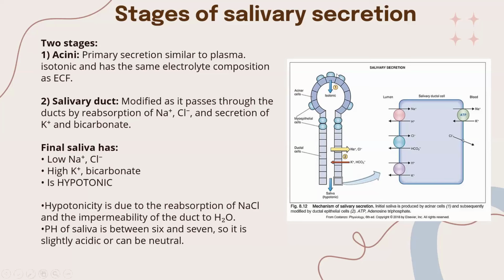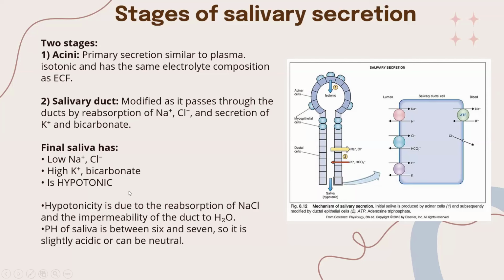As you can see here, these are the acinar cells. When the plasma of the blood crosses the acinar cells, it's isotonic here. It's still the same as the blood in electrolyte composition. But as it moves through the duct, it will get modified and it will become hypotonic. That's why the final saliva has low Na, low chloride, and high potassium, high bicarbonate, and it's hypotonic.